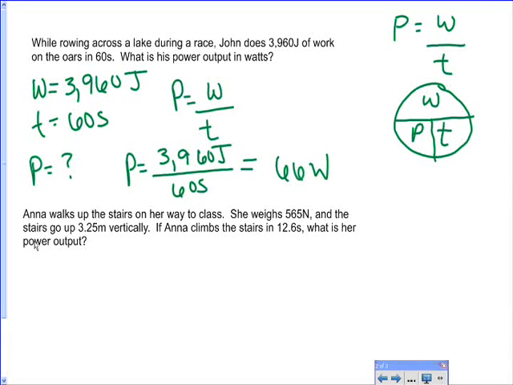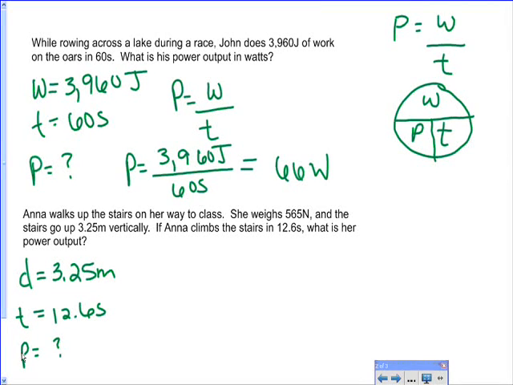Number 2, Anna walks up the stairs on her way to class. She weighs, okay, so 565 newtons, and the stairs go up 3.25 meters vertically. Now, I know meters is distance, right? So we know that that's a distance. It says if Anna climbs the stairs in 12.6 seconds, what is her power output? So we're looking for power.